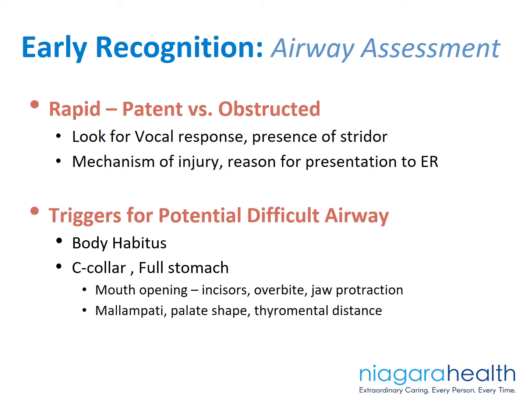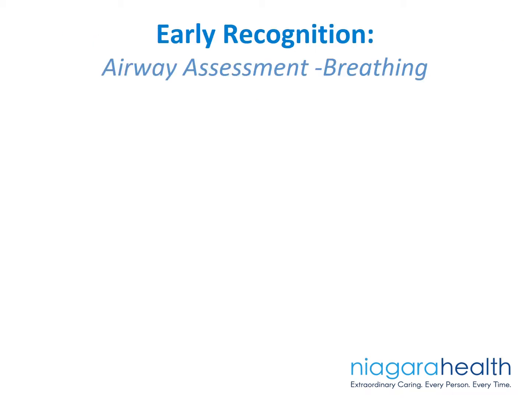Their Mallampati score, their palate shape, and thyromental distance, things we're going to go over in more detail in the upcoming slides. And do they have a short, thick neck? That's going to make your ability to get a blade in and see things very difficult. Do they actually have an obstructing tumor or something compressing the airways, or is there actually debris such as blood obstructing your view? Those are all very, very important as they are going to make your visualization and ability to obtain an airway or do any of those other things very, very difficult.